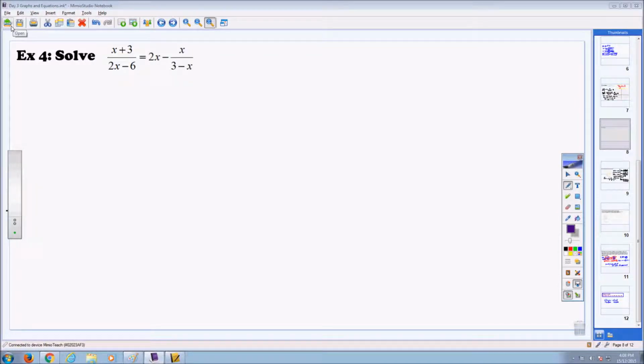Welcome, and let's have a look at solving this equation for x. Because we're looking with rationals, let's see if we can get a common denominator for everything.